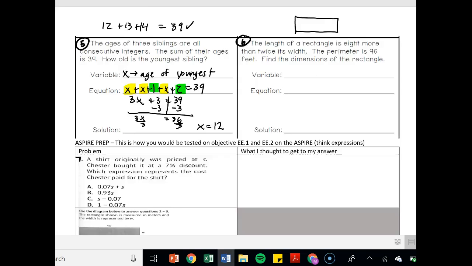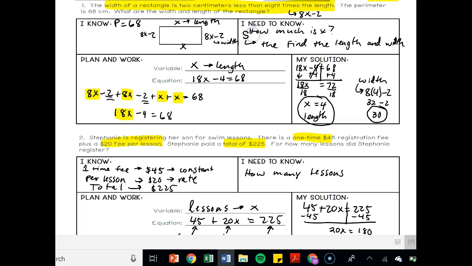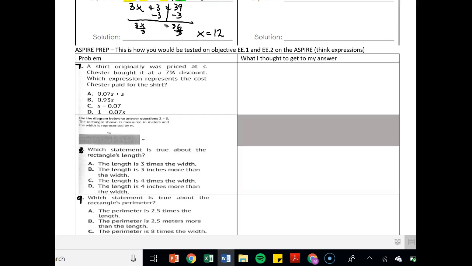All right, now to the good stuff. These Aspire problems, right? These are very similar to yesterday. Remember, you're working on picking a number to represent that variable, and then trying to work through these problems to see which one's going to give you your answer. So a shirt is originally priced at $S. So let's say the shirt is actually $20, all right?